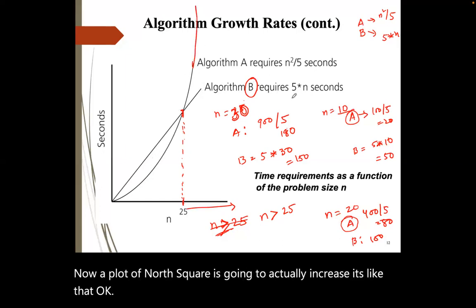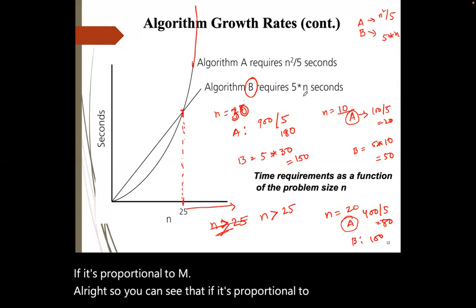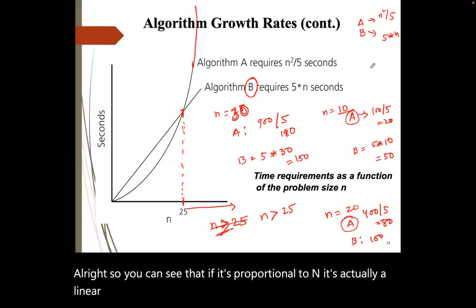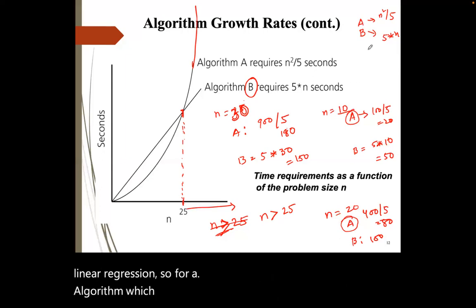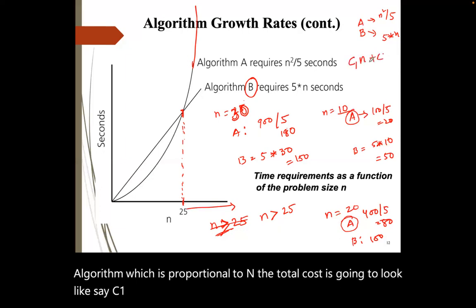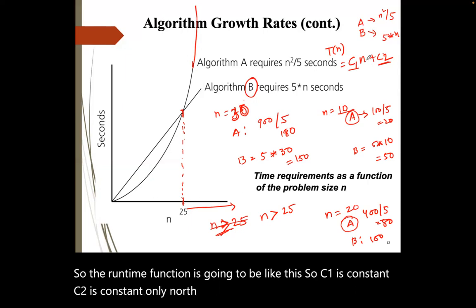Now, if it's proportional to n, all right, you can see that it's actually a linear equation. So for an algorithm which is proportional to n, the total cost is going to look like, say, C1n plus C2. Okay, so the runtime function is going to be like this. C1 is constant, C2 is constant, only n is the variable.